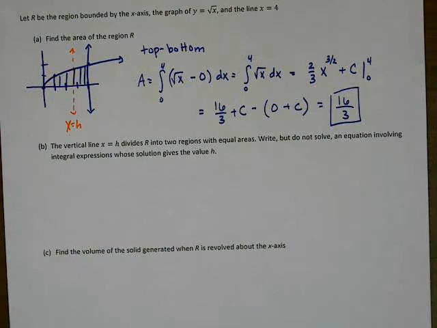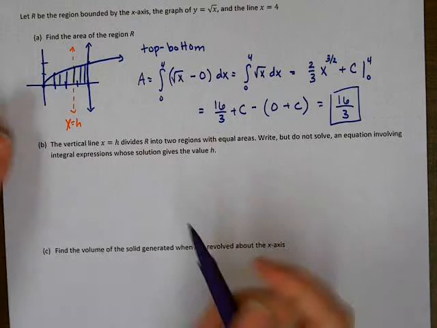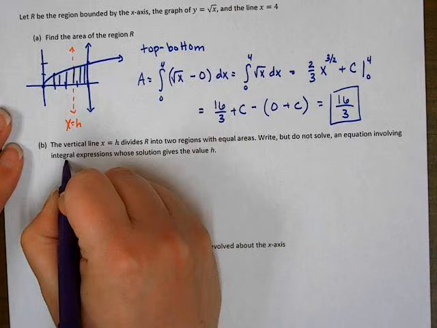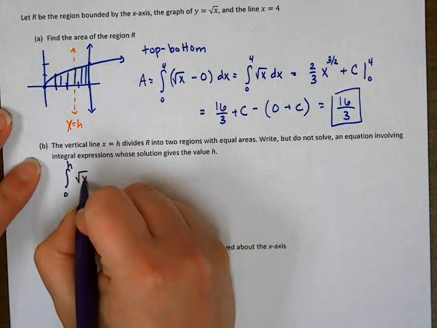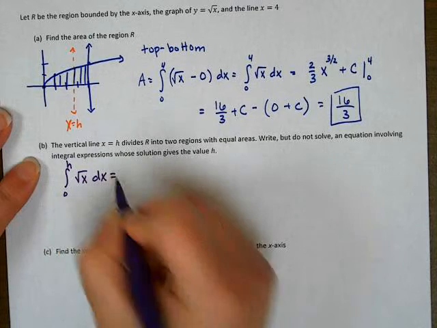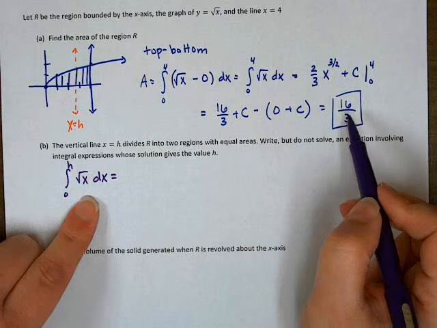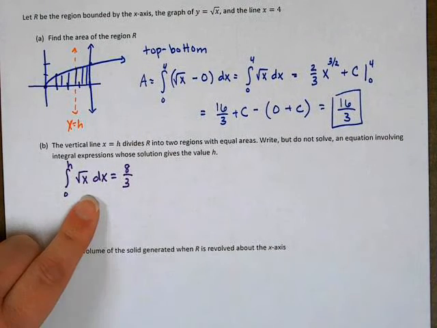So we have two ways that we could actually write our answer to this. The first one is we could say that the integral from 0 to h, whatever h is, of our region, which is the square root of x dx, is equal to half of this area. Well, the whole area is 16/3, so half of it is going to be 8/3.